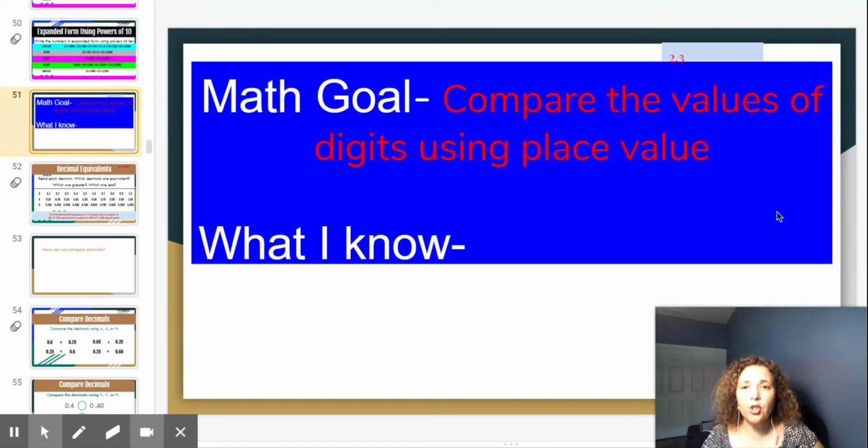All right, so today our math goal is to compare the values of digits using our place value. So write down everything you know about comparing digits and their value, and then come back to me. Make sure you write this down in your math notebook, please.